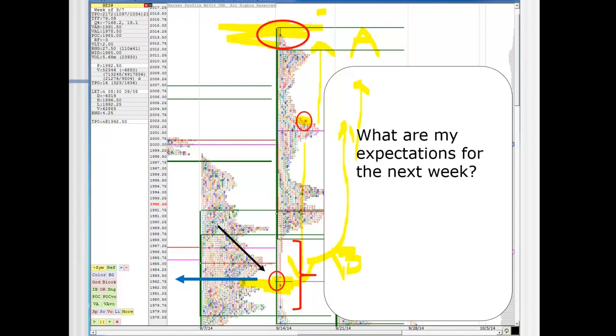Professionals know how to read it. Professionals understand the auction, and this is how the professionals will trade. They will react to what they see in the market. They will begin with an analysis, and then let me show you how they begin to react to it in the actual market.